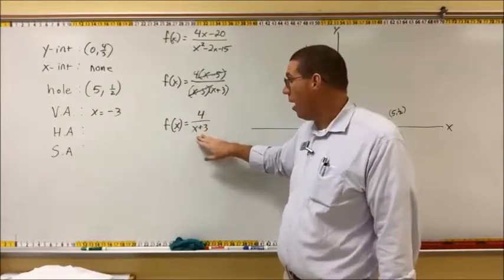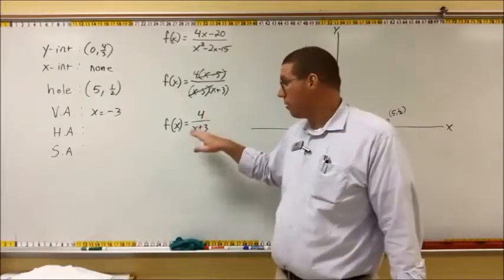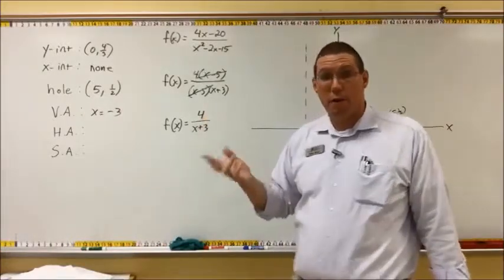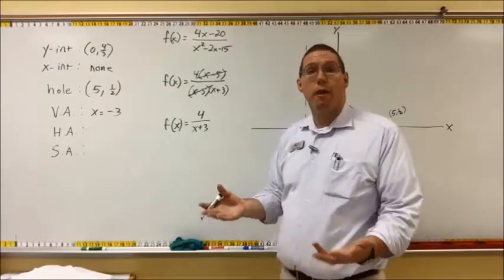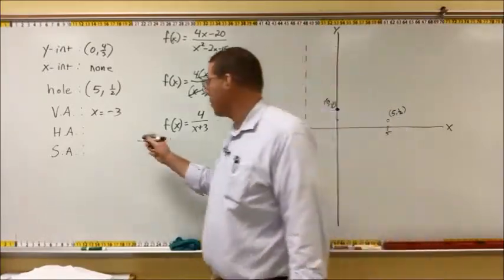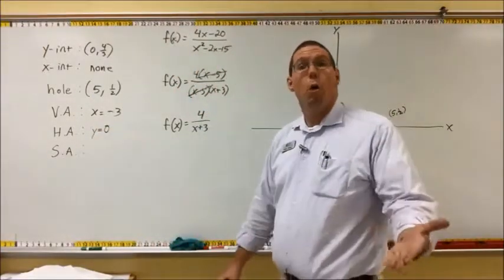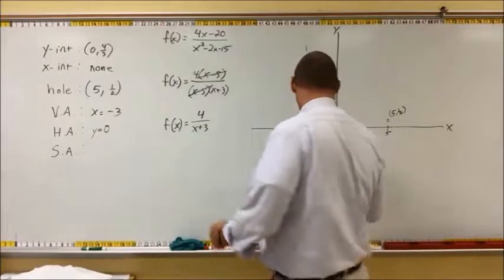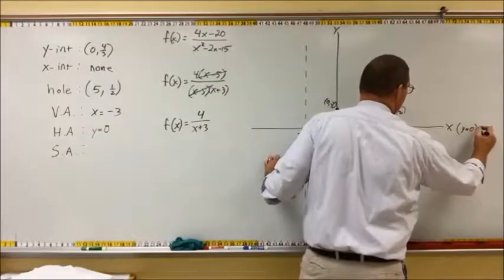That means that the denominator has a larger x power than the numerator. And when that happens, the horizontal asymptote is at y equals 0 every single time. So we're going to say that there's a horizontal asymptote at y equals 0, which is the x-axis. The x-axis is the same thing as y equals 0.